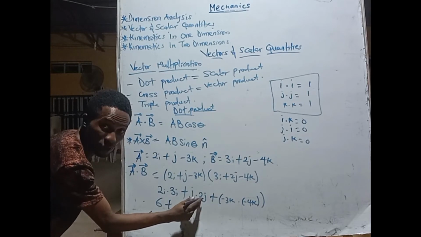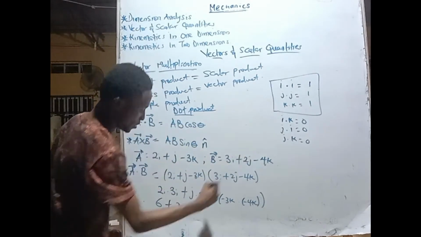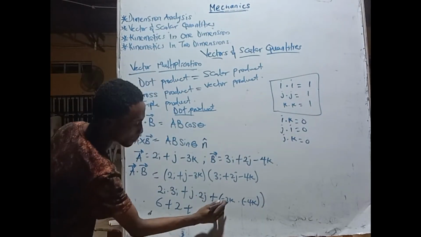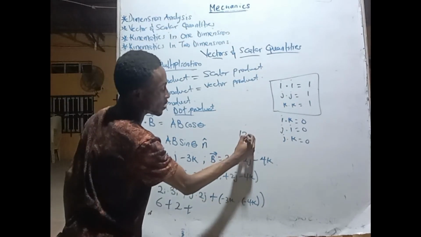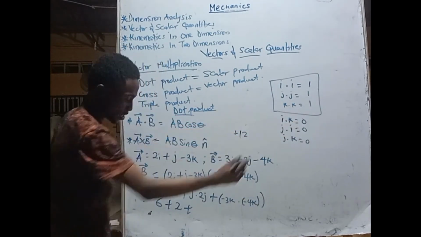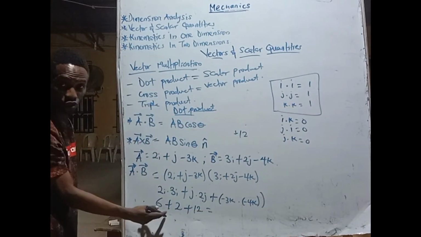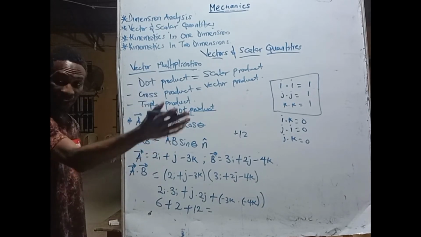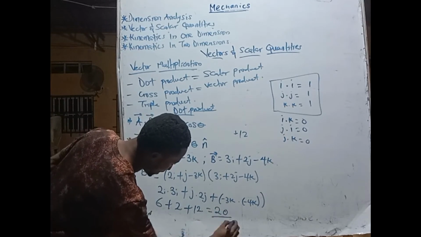So 1 times 2 is 2. j dot j is 1. Plus minus 3 times minus 4 is plus 12. And k dot k is still 1. So we have 6 plus 2, which is 8. 8 plus 12 is 20. So you are having 20.